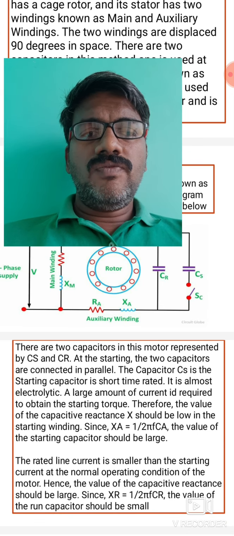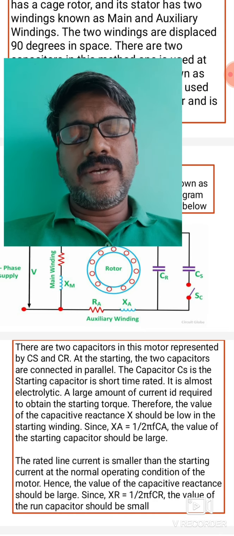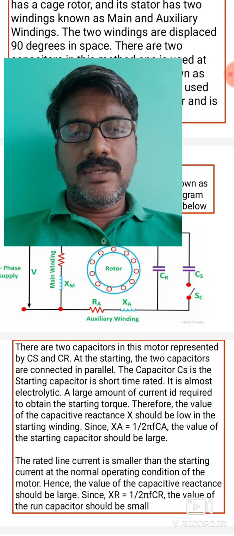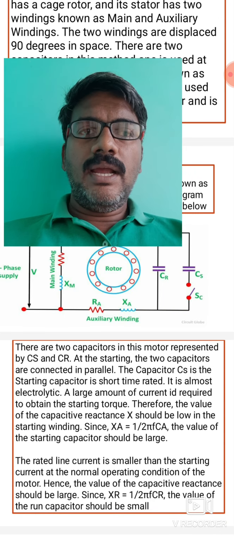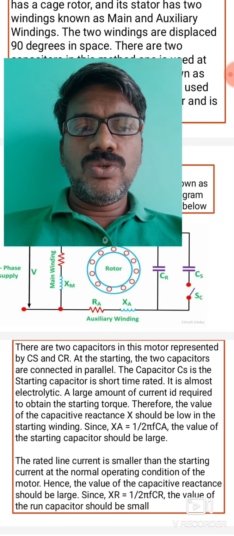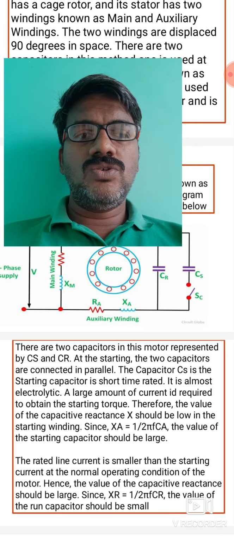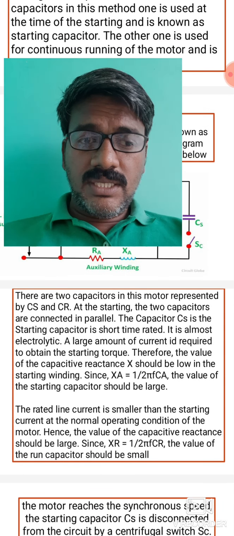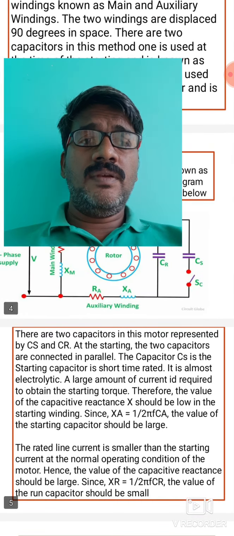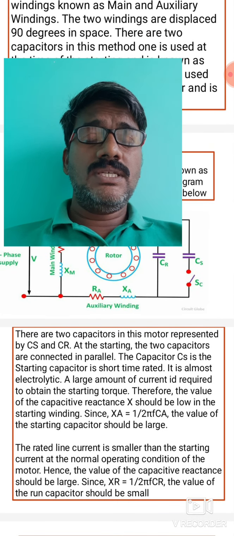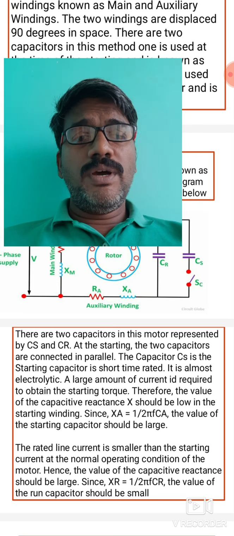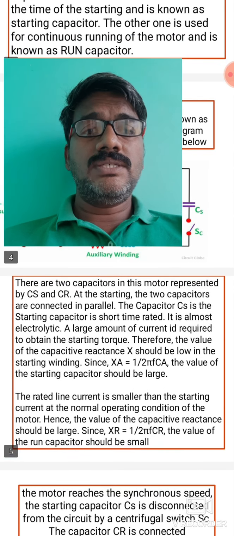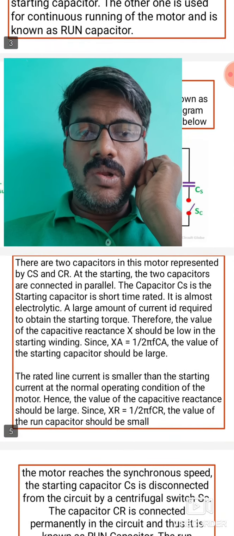So a large amount of current is required to obtain the starting torque. If you want high starting torque, we require high current. Therefore, for high current, the reactance must be very low. So the value of the capacitance should be designed such that XA is equal to 1 by 2 pi F into CA, where the CA value is very very high, a very large value of capacitance.